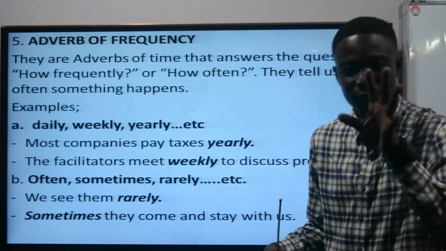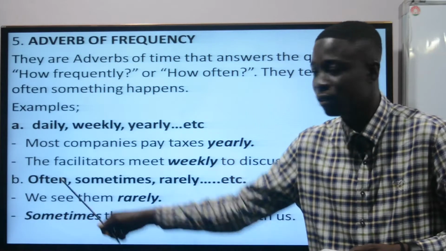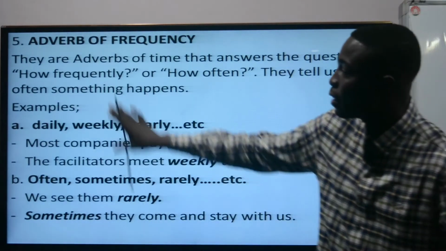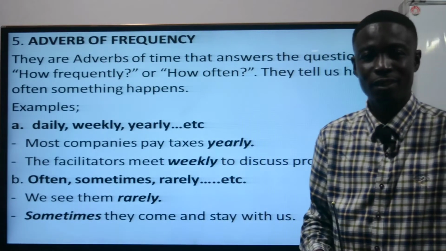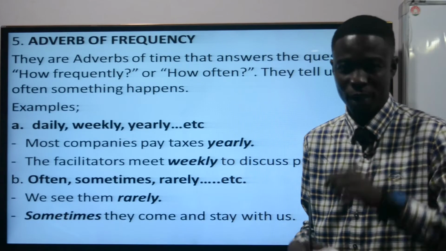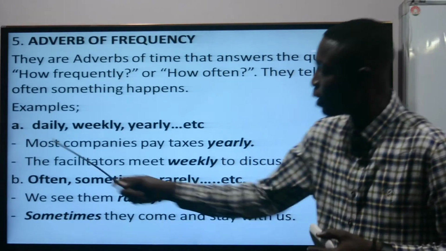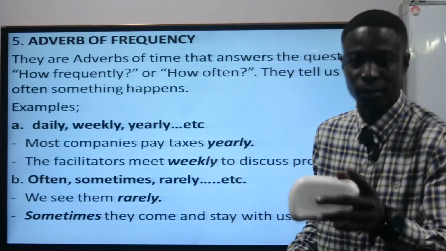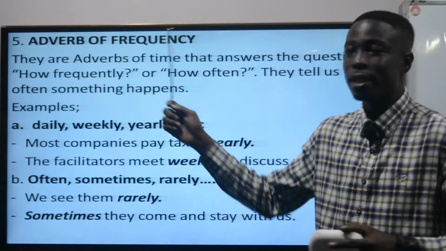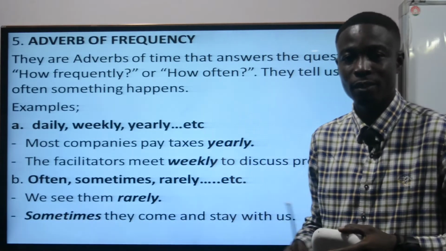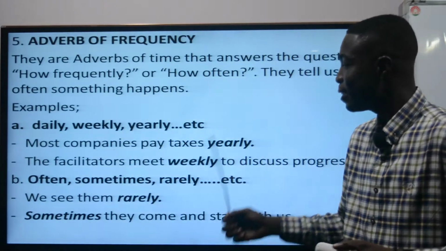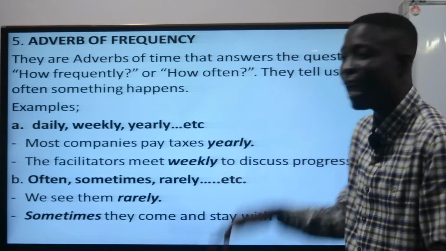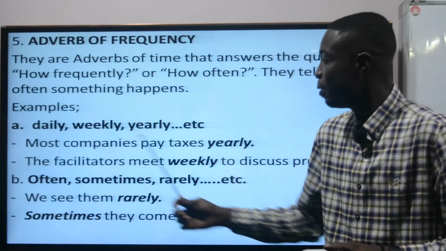I know you might be thinking why we have grouped these examples into 2, since they are all under adverb of frequency. Now here is the explanation to what you are thinking. If you take a critical look at these examples, the first group tells us the exact frequency of things happening. Most companies pay taxes yearly. So here we can see that it is definite. We know the exact frequency at which the taxes are paid.